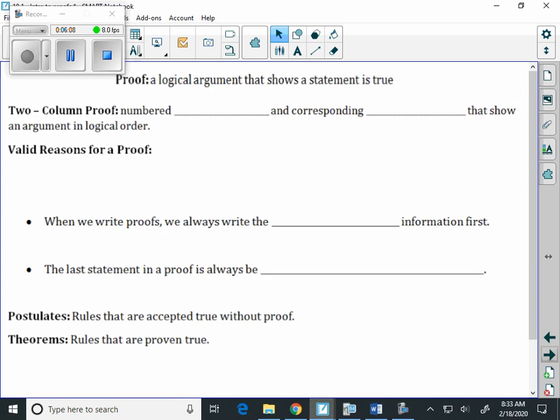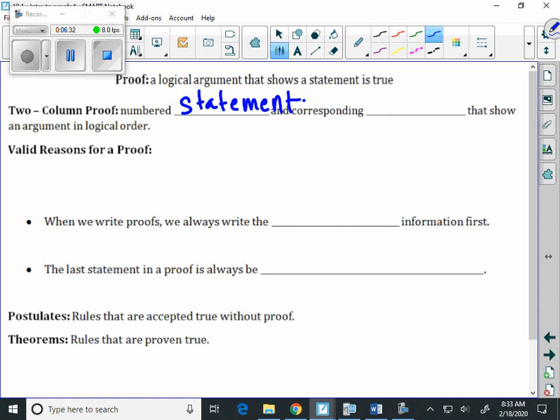Proof. A proof is a logical argument that shows that a statement is true. That's the definition of proof. Most of what we do in geometry here is going to be a two-column proof. With a two-column proof, we have numbered statements, and then we give a reason to back up that statement.